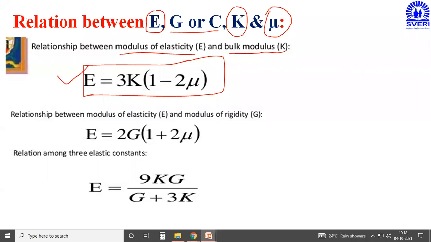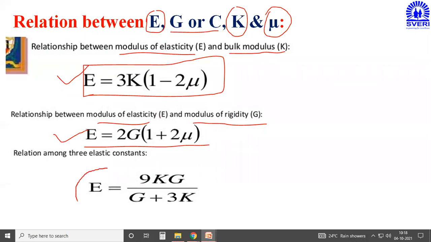Then what is the second relation? The relation between modulus of elasticity and modulus of rigidity G, that is the relation between E and G. E is equal to 2G in bracket 1 plus mu. In the first relation, G is not present. In the second relation, K is not present. Therefore, the first relation is applicable only for E and K, and the second relation only for E and G.